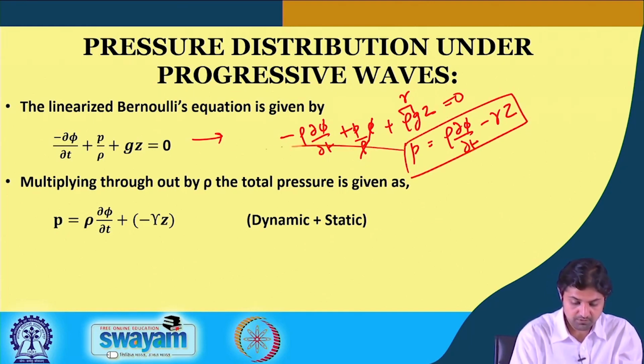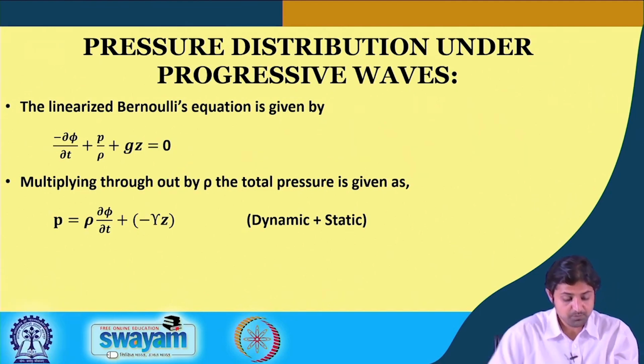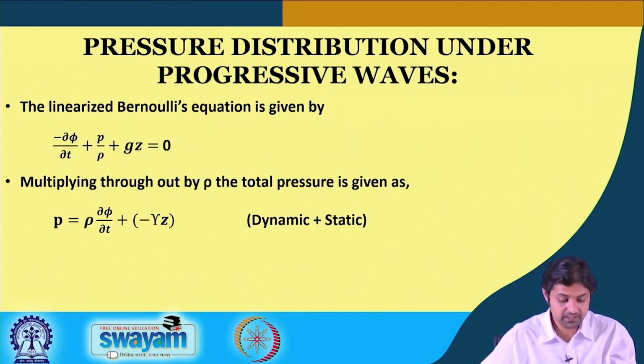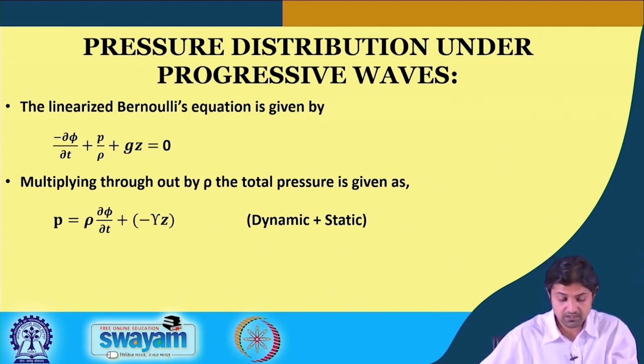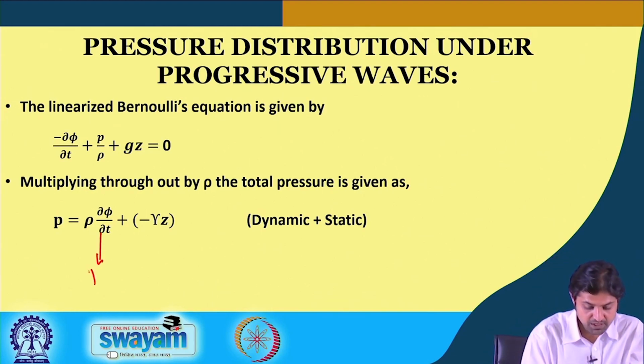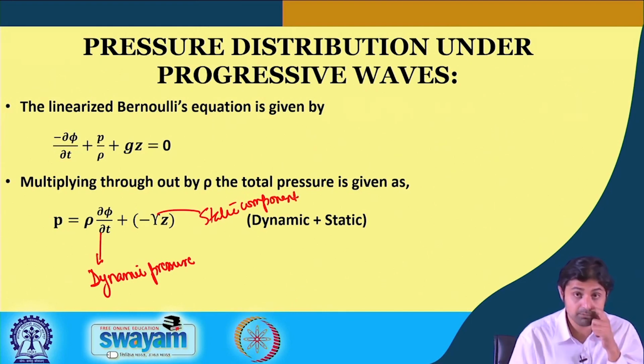And this is the same equation here. So, p is equal to rho del phi del t minus gamma z. The first term is the dynamic pressure, and the second is the static component, depending upon only the water depth.